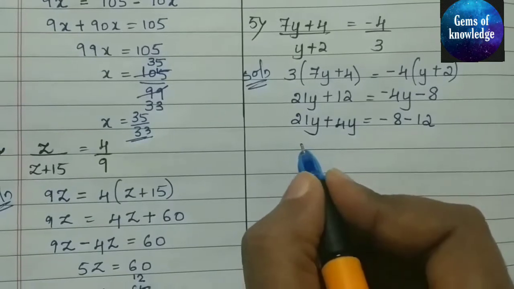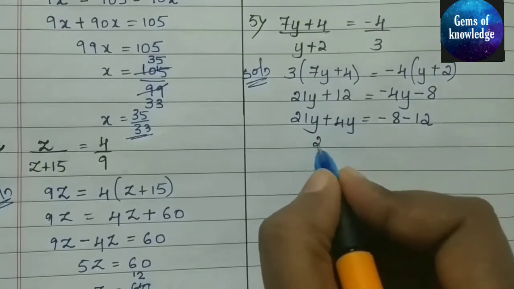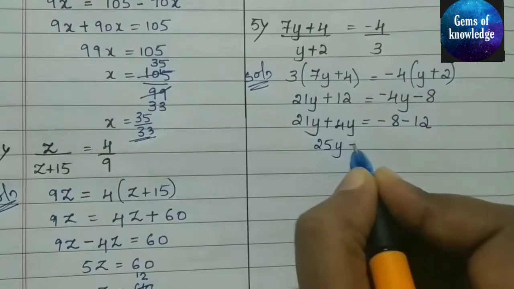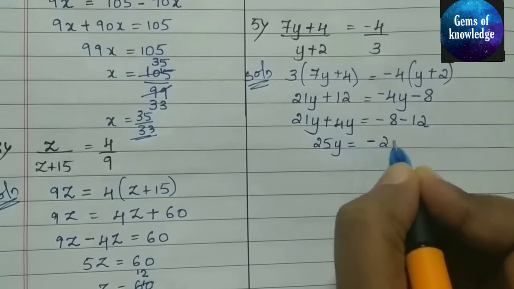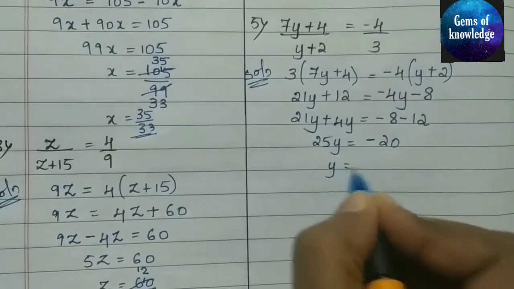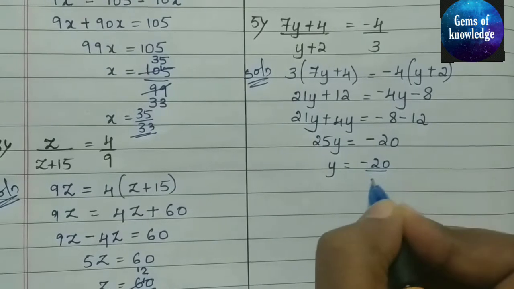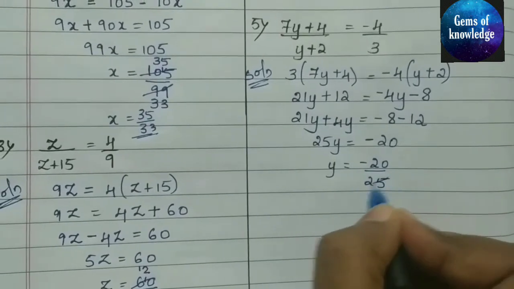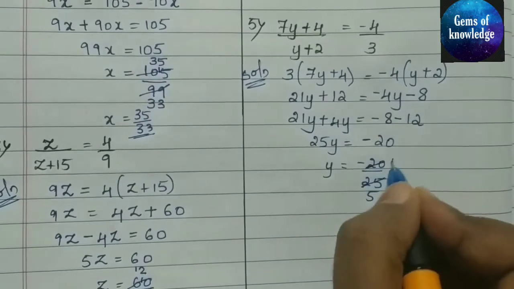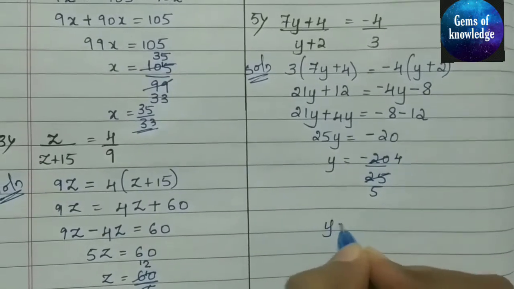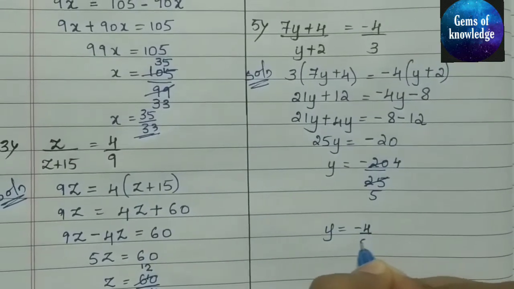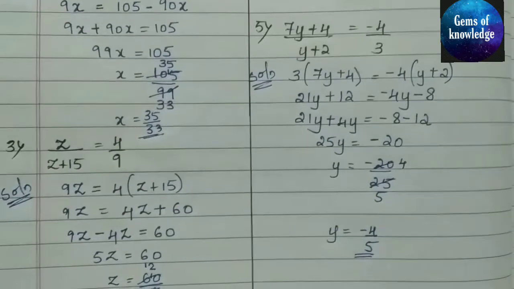Okay, so 21y plus 4y is nothing but 25y, which is equal to minus 20. So y is equal to minus 20 by 25. So 5 5s are 25 and 5 4s are 20. So we are getting y is equal to minus 4 by 5.